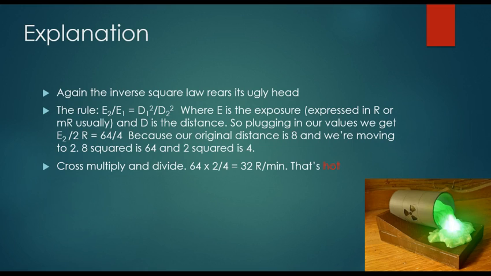Now 32 Roentgens per minute would be off the chain. If there's that much energy coming off the patient, then there's a bad issue. Or you're standing next to a nuclear furnace.